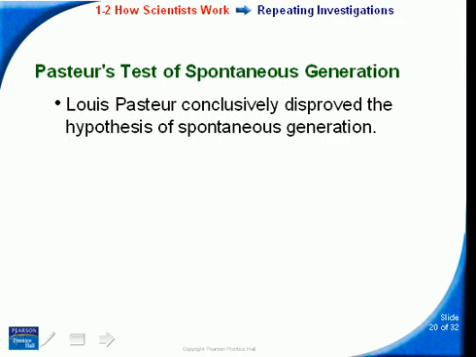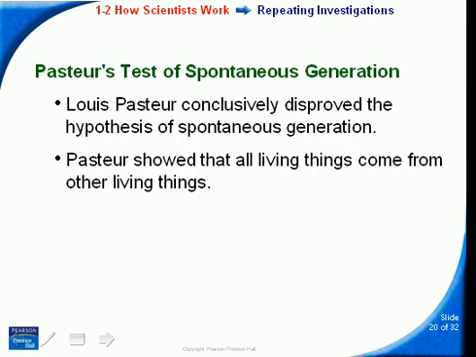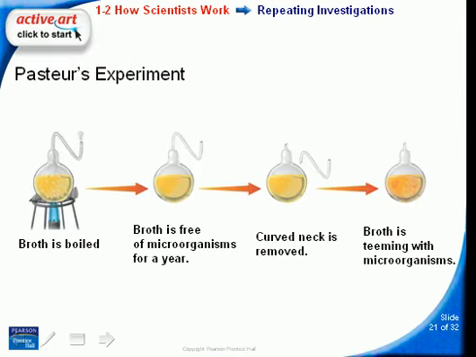Now, Louis Pasteur was a very famous scientist, and he went a little further than these 2 guys. He showed that all living things come from other living things, not just a very specific hypothesis. He once again boiled broth, which is essentially a liquid with nutrients in it, so that a microorganism could live in it. He used a curved neck on his container, and he found that the broth stayed free of microorganisms for a year.